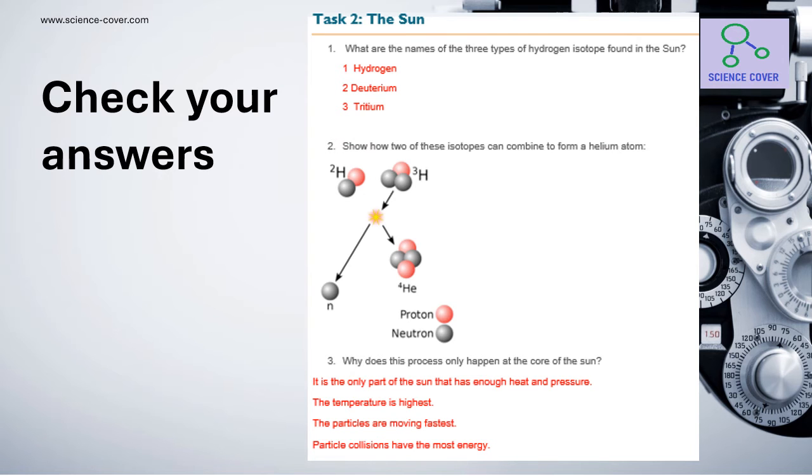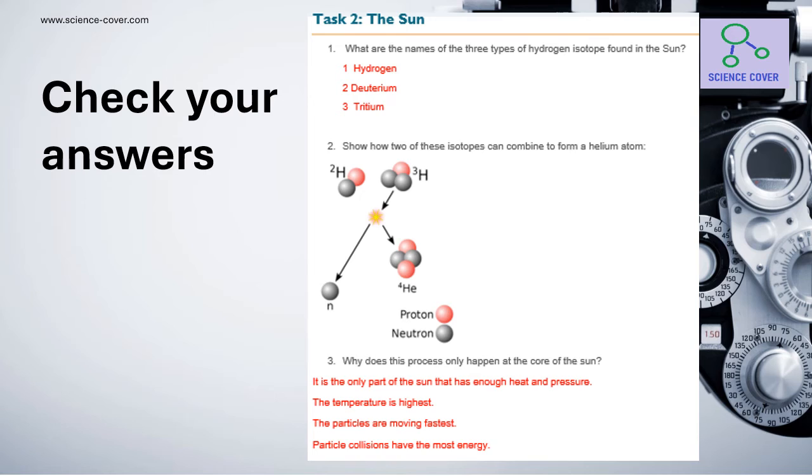Let's check our answers to task 2. What are the names of the three types of hydrogen isotope found inside the sun? We have hydrogen, deuterium, and tritium. Show how these isotopes can combine to form a helium atom. Well, if we take a deuterium and a tritium and react them together, we can create helium and a neutron.